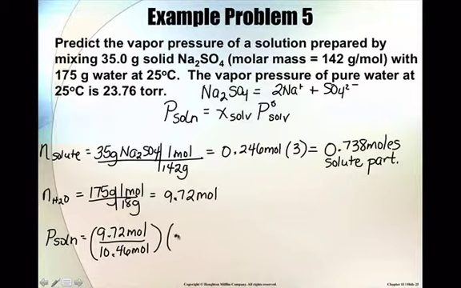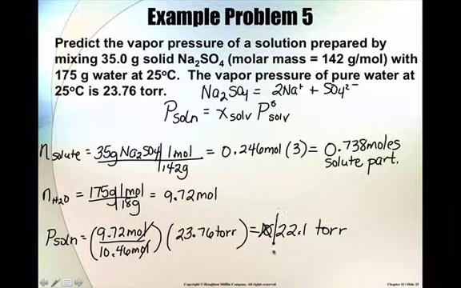And I multiply that by the vapor pressure of the pure water, which is 23.76 torr. Again, moles cancel. Multiplying all that together, we get 22.1 torr. And that does make sense with what I said. Initially we have 23.76 torr and my pressure dropped. Didn't drop by a whole lot, but it did drop by some.